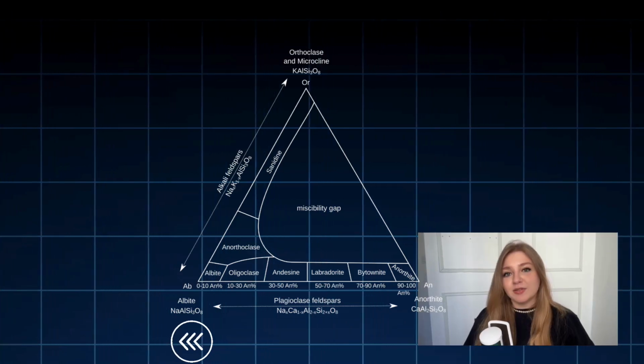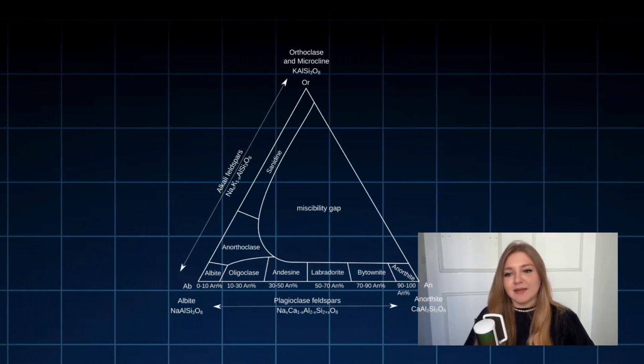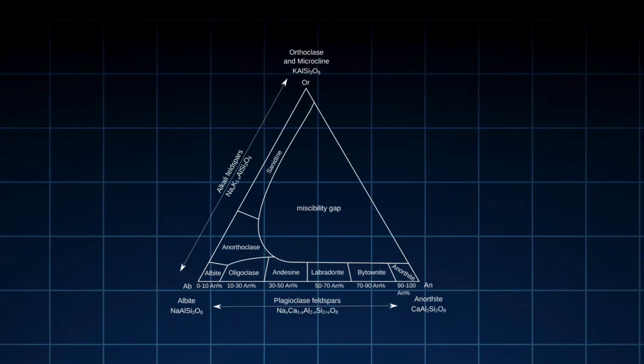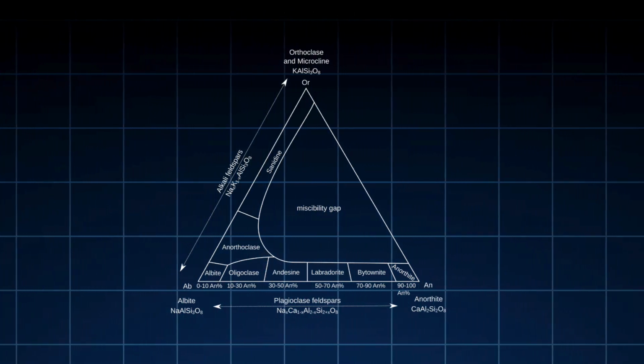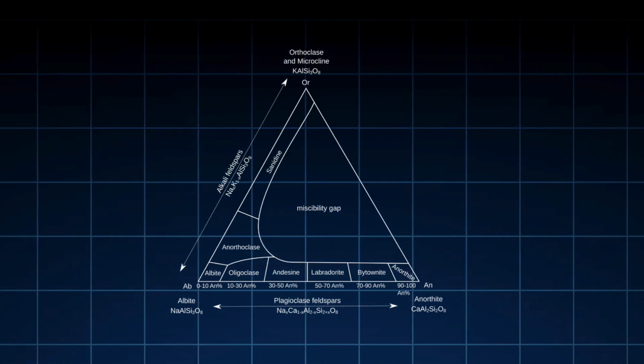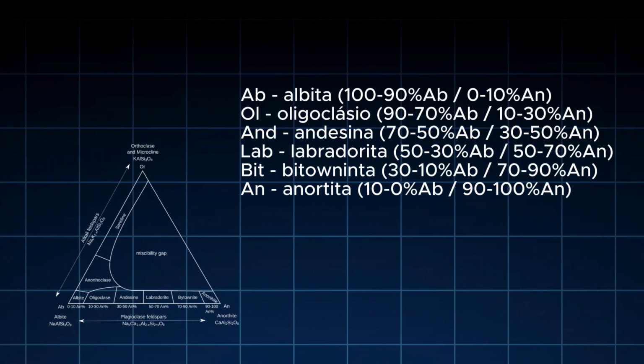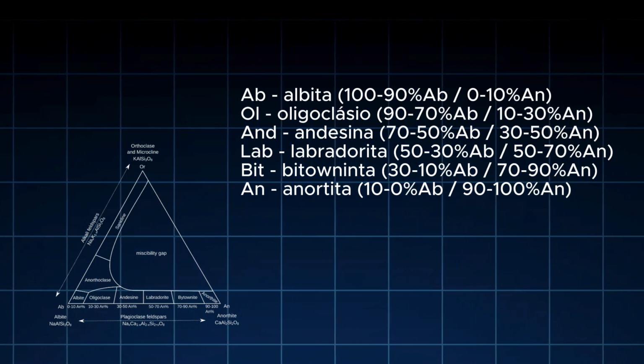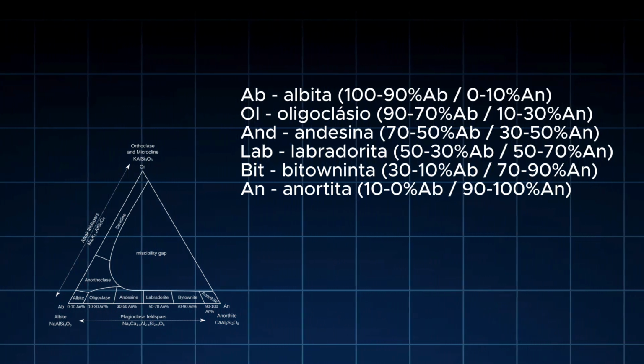This is important because we tend to read diagrams from left to right, and this diagram does not always follow that convention. Plagioclase feldspars are classified based on their anorthite (An) content. The classification is albite, oligoclase, andesine, labradorite, bytownite, and anorthite, ranging from the most sodium-rich to the most calcium-rich end member.